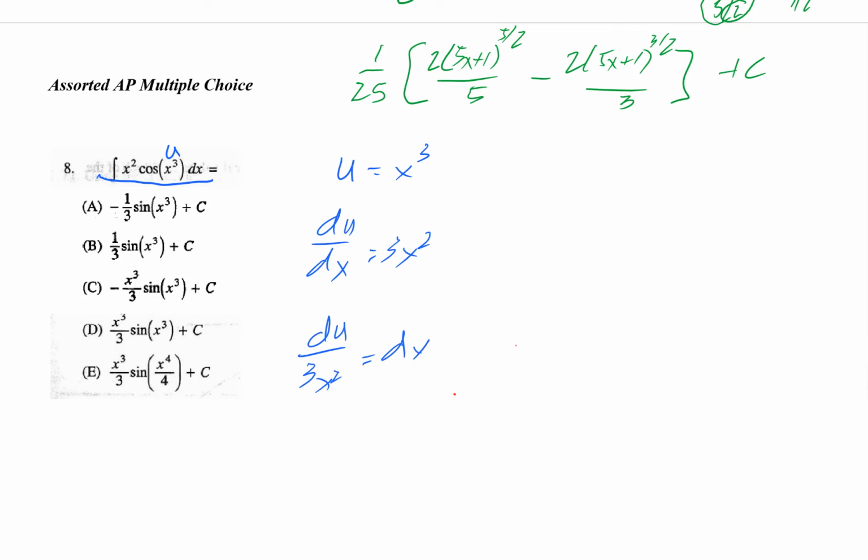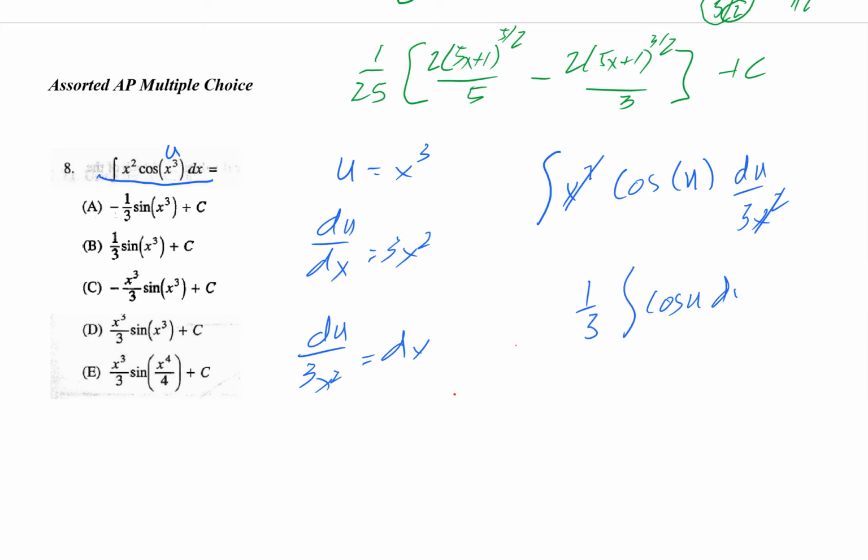Now we're going to plug it all in. So I'm going to have integral x squared cosine u. Instead of dx, I'm plugging this in: du over 3x squared. My ugly x squared there and my x squared here cancel out. I could pull out the 1/3. 1/3 integral of cosine u du.